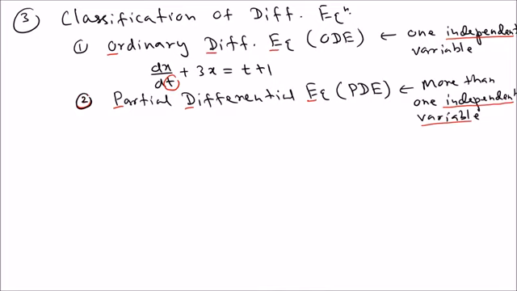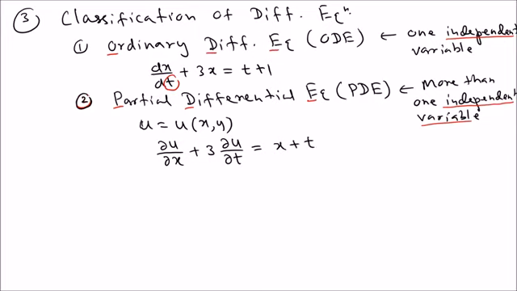So such a differential equation has a form like this. Let's say u is a function of x and y. So that's how we write it. Then you can write a differential equation like this. We can use the partial symbol for that. So partial u over partial x plus 3 times partial u over partial t equals, we can say, x plus t.